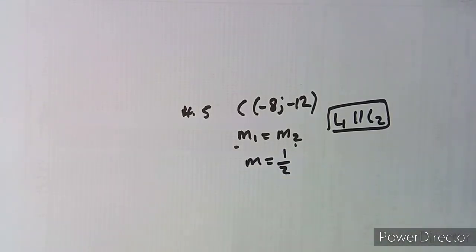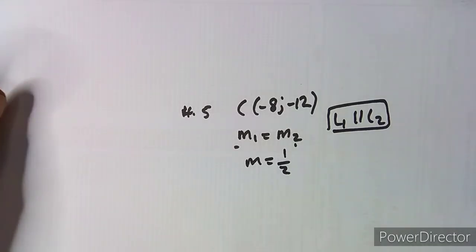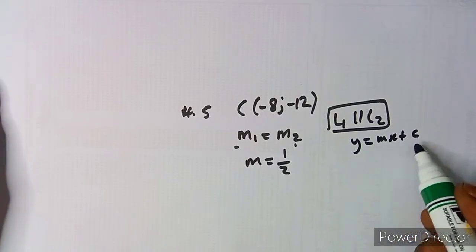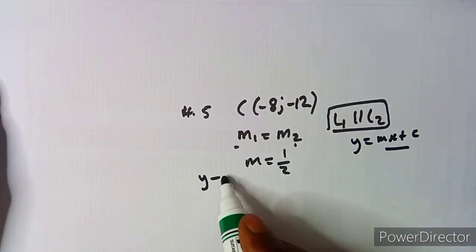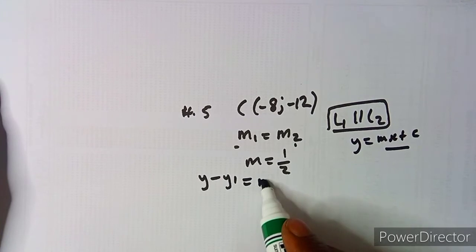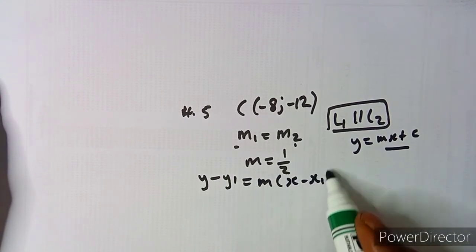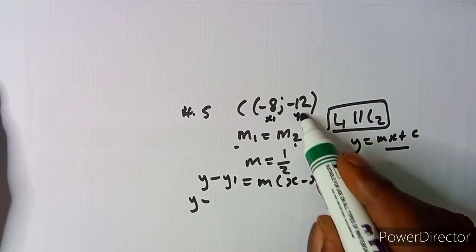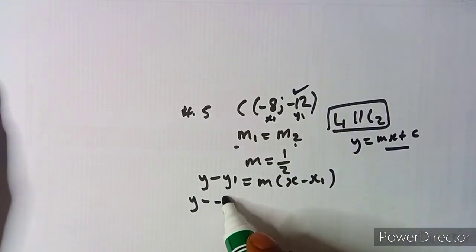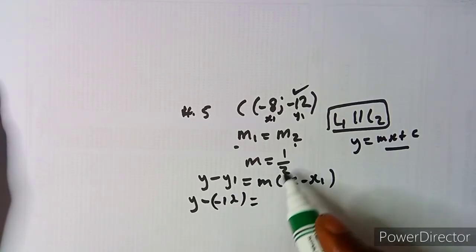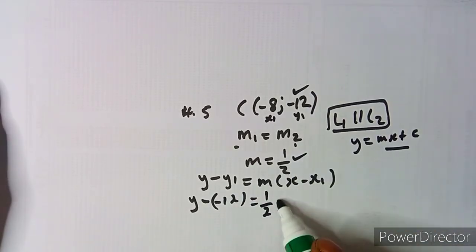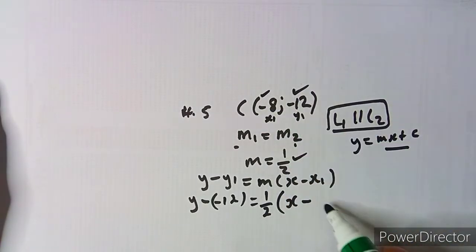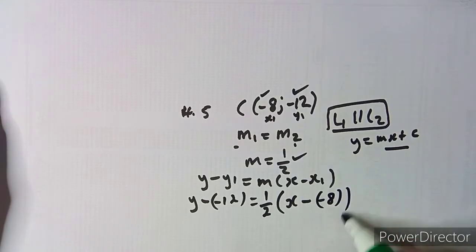So now let's determine the equation of the line. Remember, we are supposed to leave our answer in the form of y is equal to mx plus c. You can substitute here, or you can use that formula that we used. Still, we are going to obtain the same answer. So we have y minus y1. This is x1 and y1, this point. So your y1 is negative 12, which is equivalent to m, which is the gradient. Use this as it is because these ones, they are parallel. Okay, x minus your x1, which is negative 8, like this.